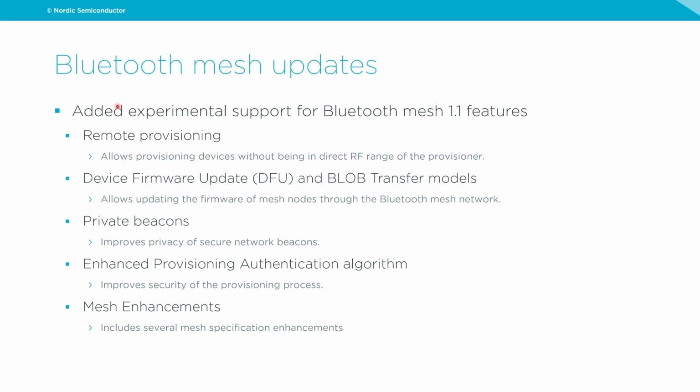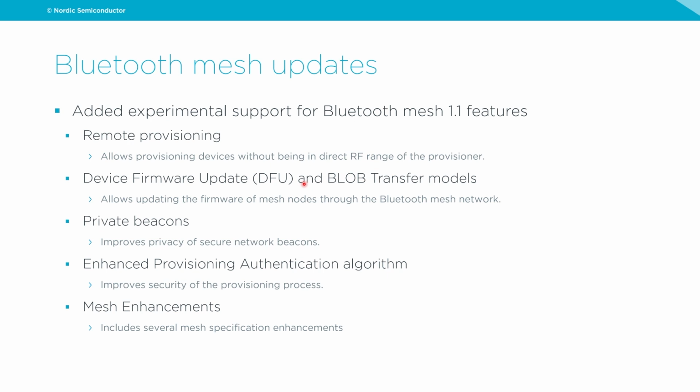Then moving from Bluetooth LE to Bluetooth Mesh, we have added experimental support for Bluetooth Mesh 1.1 features. So those were remote provisioning. What remote provisioning does is that it allows you to provision devices without having to be within RF range of the provisioner. This was the existing mechanism in the current Bluetooth Mesh spec. The provisioner needs to be in range of the devices that it's provisioning. So you need to have a device provisioner that can move around and provision the devices within the range. Then it also brings a device firmware update, DFU, and block transfer modes.